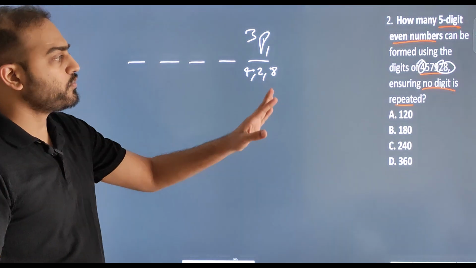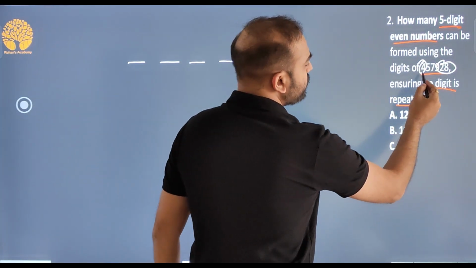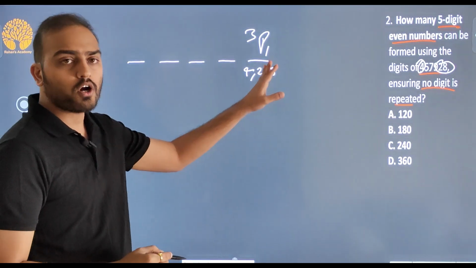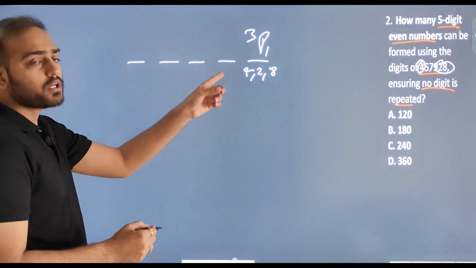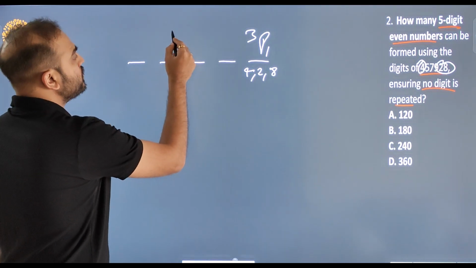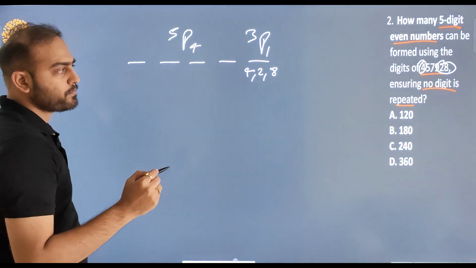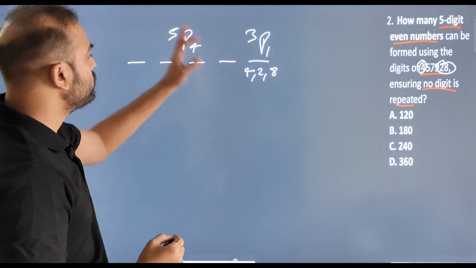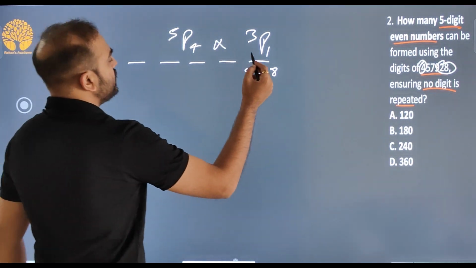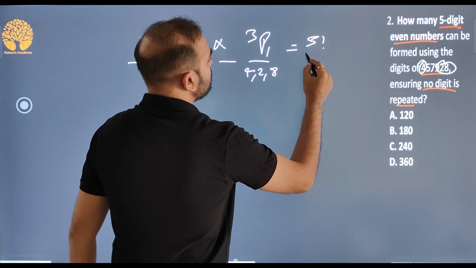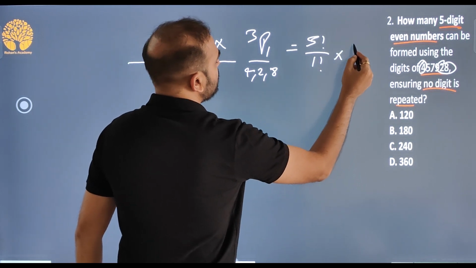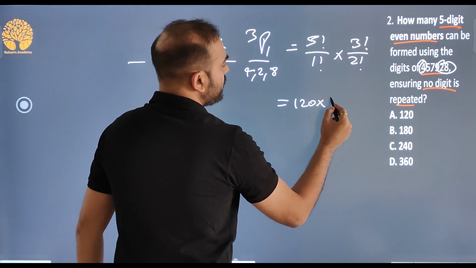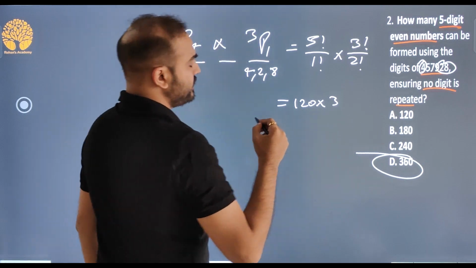Now that that one is over, how many digits are left? 1, 2, 3, 4, 5. 5 digits are left because the total is 6. 1 is gone. 5 are left. How many do I want? I have 4 options. From those 5, I will pick 4. There is no repetition, no redundancy, so no division, nothing. That's it. So that's 5p4, which is 5 factorial by 1 factorial, times 3p1, which is 3 factorial by 2 factorial. That's 120 times 3, 360.